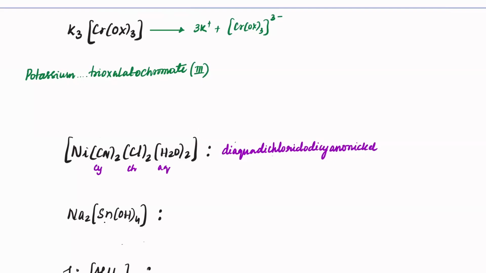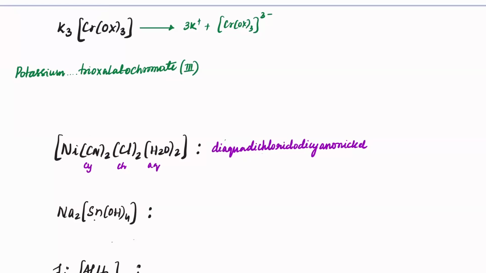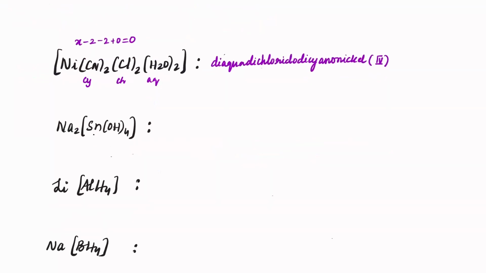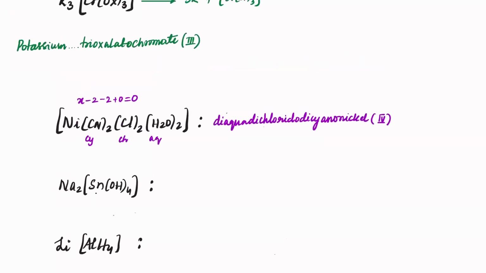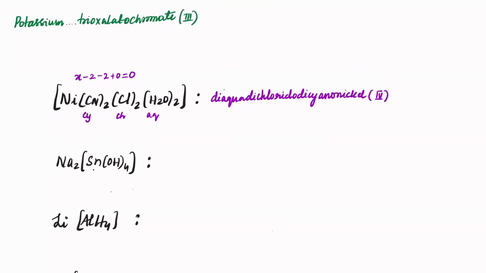So when it is neutral, you should only represent the common name. So now, using that common name, what is the oxidation state it has now? So x minus 2 plus 0 overall equal to 0. So that makes it plus 4 oxidation state. So like this. So this is the oxidation state. Okay. See the next one.